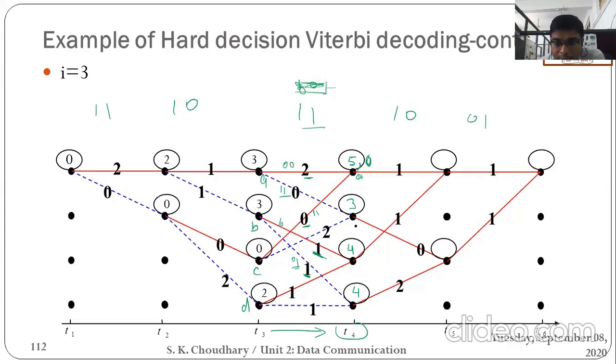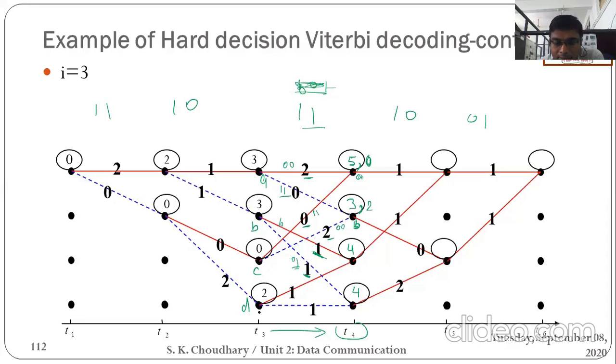Similarly, when you receive the input as a 1 at C, the possible output is 0 0. Compare 0 0 with 1 1, so you have a Hamming distance of 2. So the second metric value at B is 0 plus 2, 2. So in the first case it is 3, in the second case it is 2.